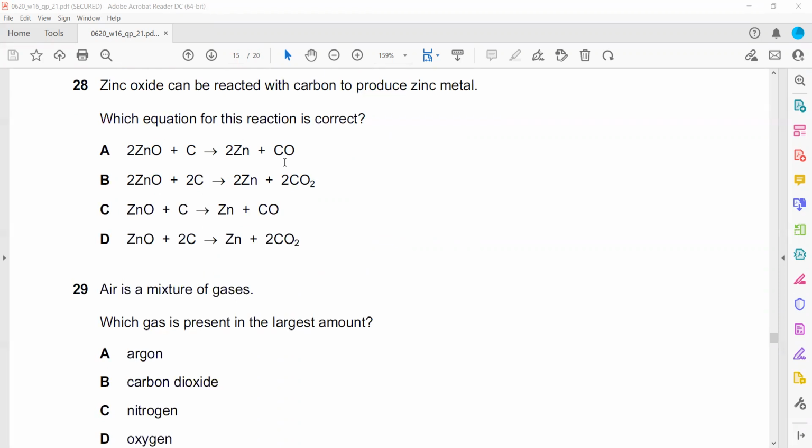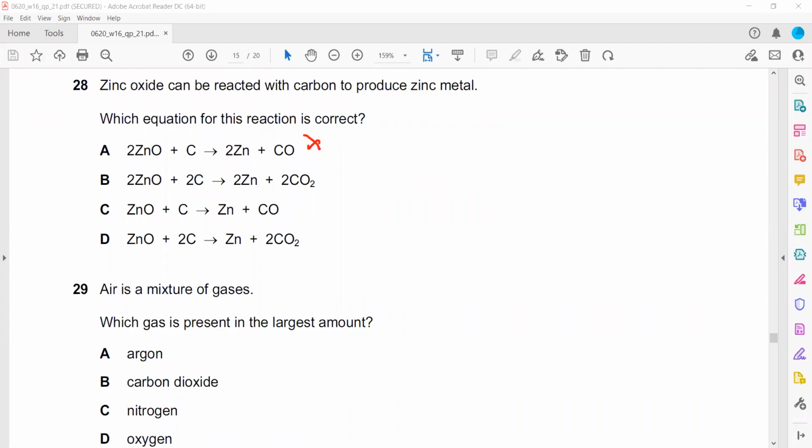In question 28, zinc oxide can be reacted with carbon to produce zinc metal. Which equation for this reaction is correct? So zinc oxide is reacting with carbon to produce zinc metal, and the equation must be balanced as well. So this equation does not appear to balance, because on the left hand side you have 2 zinc, 2 oxygen. On the right hand side you have 2 zinc and 1 oxygen. So this equation is not balanced.